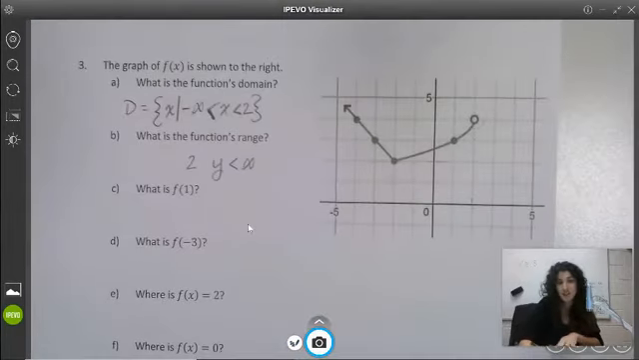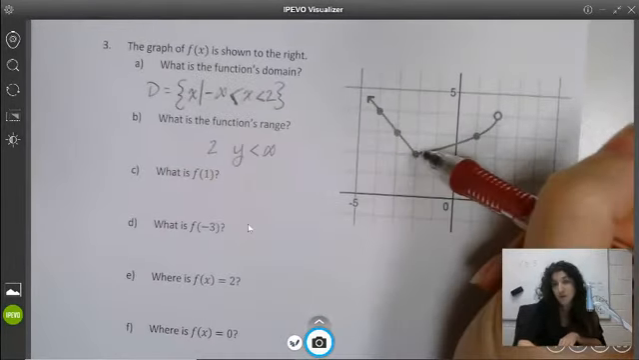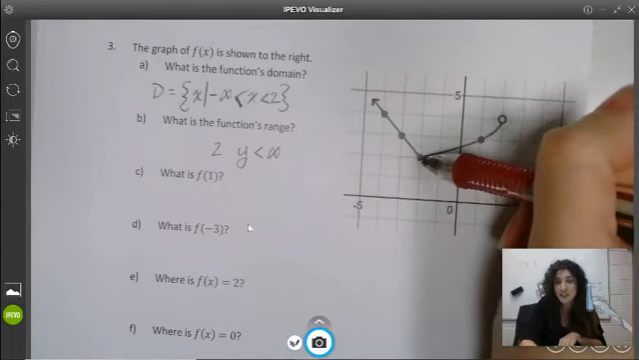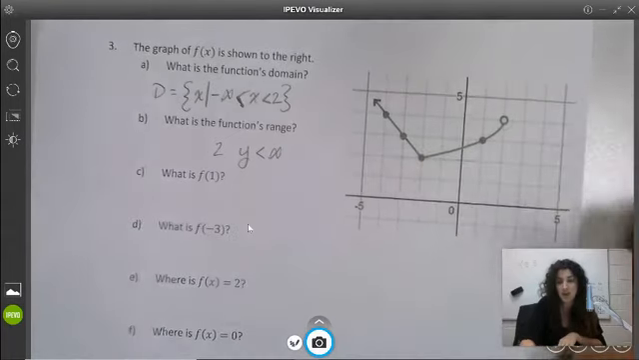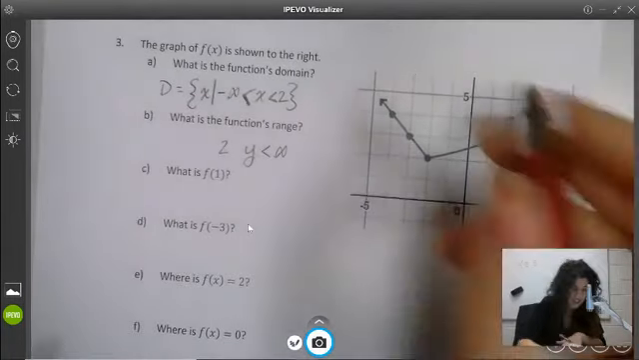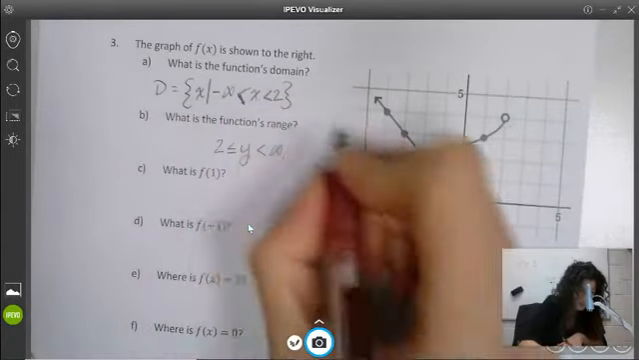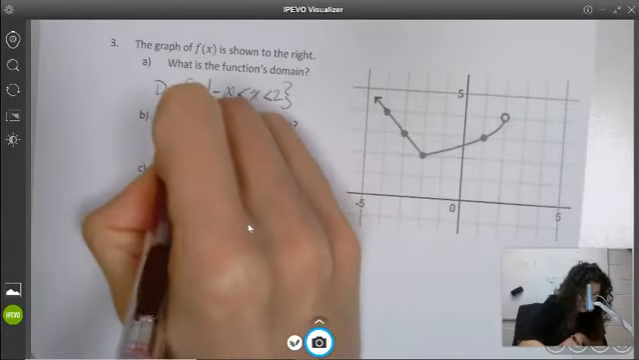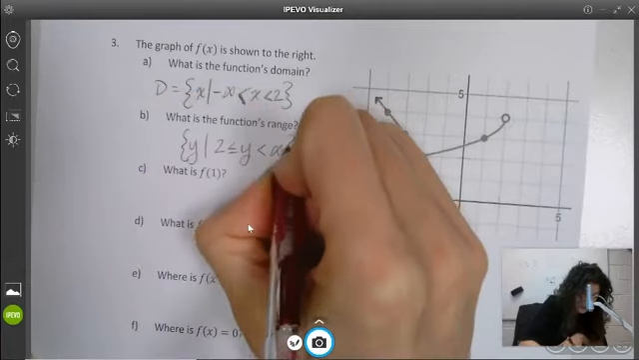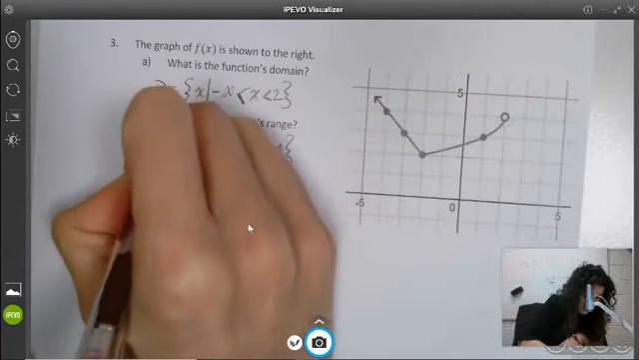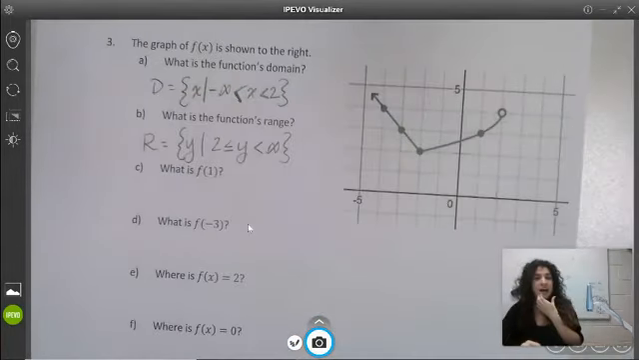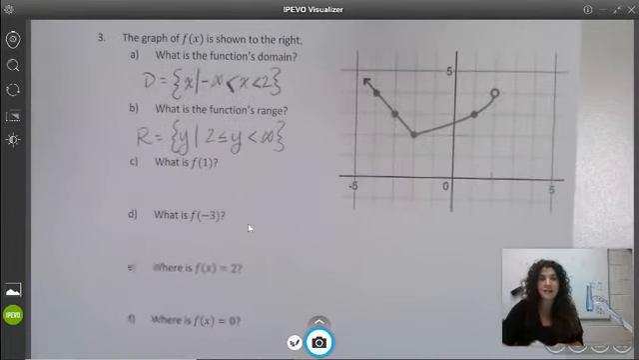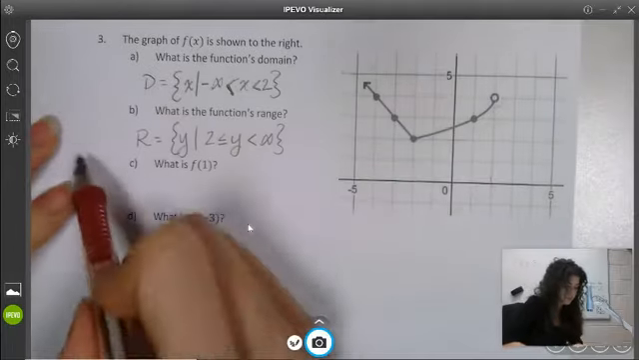We do not include infinity, so we're strictly less than. However, we do include 2 because there is a closed dot at 2 implying, hey, we include it. So we're going to be greater than or equal to 2. I'm going to put my official notation in it, curly brackets, y such that the range is equal to, and there we go. All right, go ahead and do the rest of these on your own.